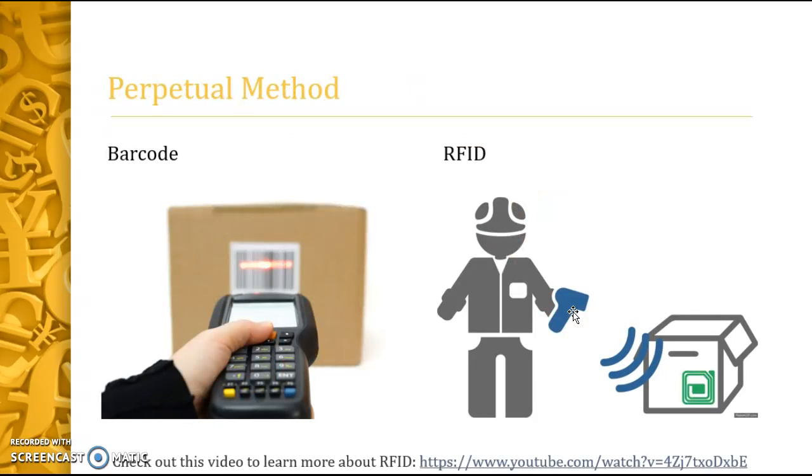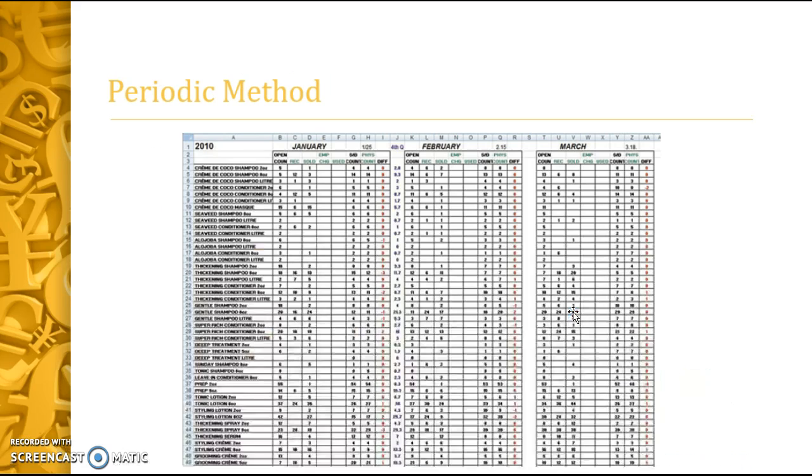The perpetual method uses technology like barcodes or radio frequency identification, also known as RFID, to keep track of inventory daily. This method is very efficient and it doesn't take very long to complete, at least compared to manual accounts. The downside to the perpetual method is that it costs a lot of money to purchase, maintain, and update. You can check out that clip at the bottom too if you want to learn more about RFID systems.